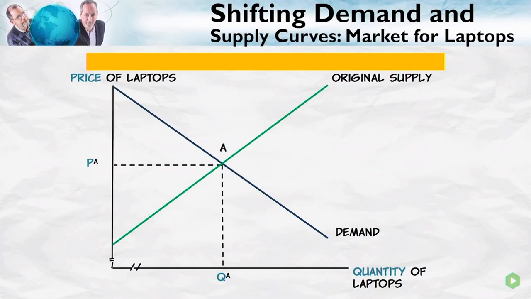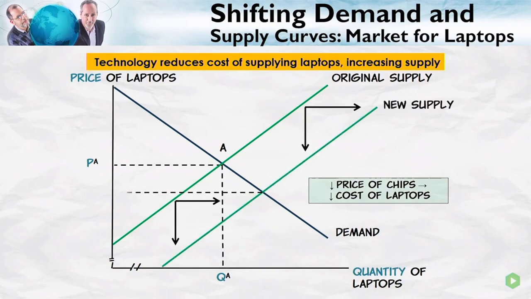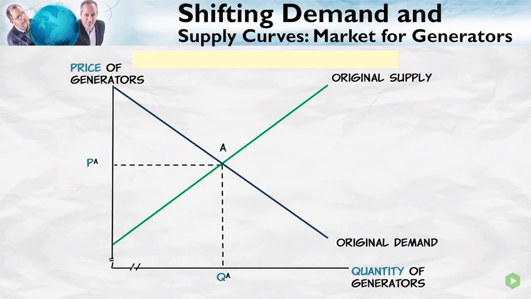We all know that technology has reduced the cost of computer chips, Moore's law and all that. The reduction in the price of computer chips reduces the cost of producing laptops. A reduction in costs is modeled by an increase in supply. The supply curve moves to the right and down. So what does the model predict? The model predicts, therefore, that the price of laptops will fall and the quantity bought and sold will increase. Pretty good prediction. Now let's look at the market for portable generators.